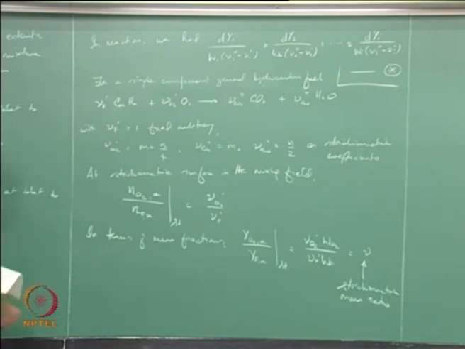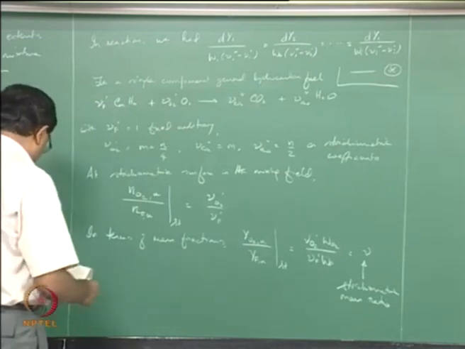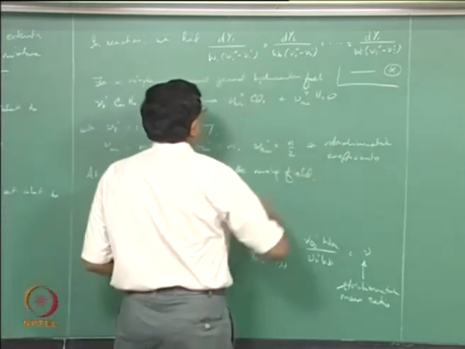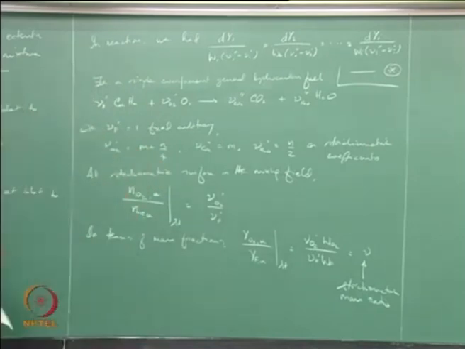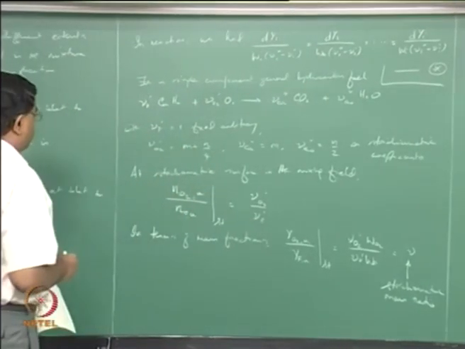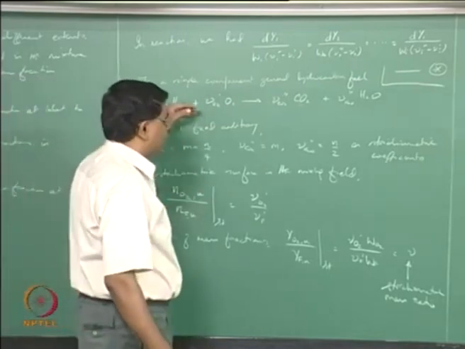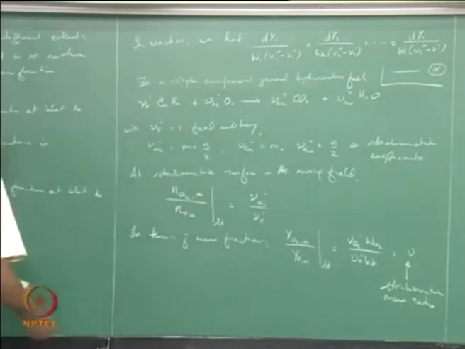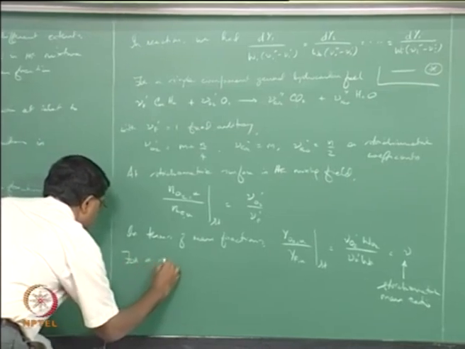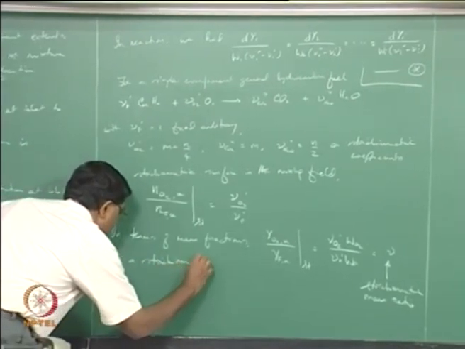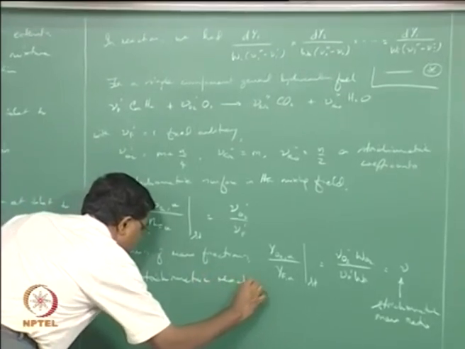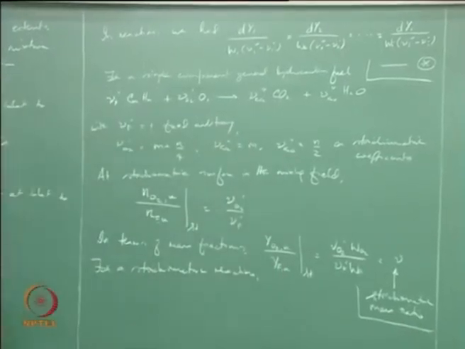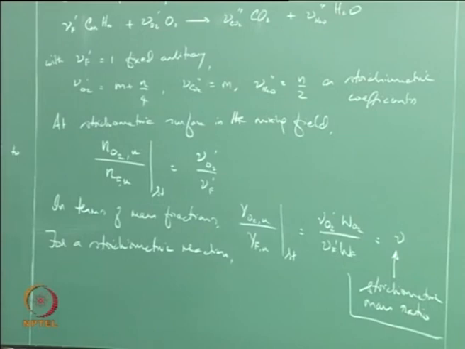So what we want to do is see if we can integrate this equation for a situation where you have a stoichiometric reaction, so that we can make use of the fact that you're not going to have any of the reactants left over. All right. So for a stoichiometric reaction, both fuel and oxidizer are completely consumed.